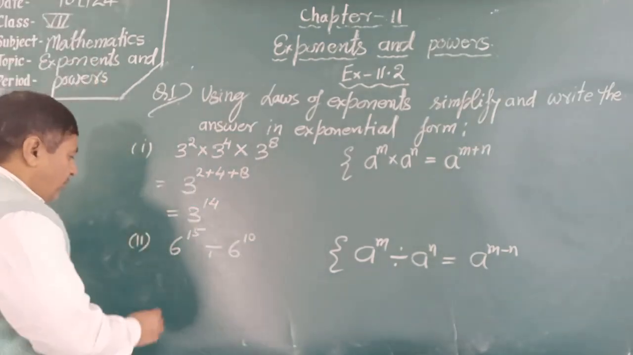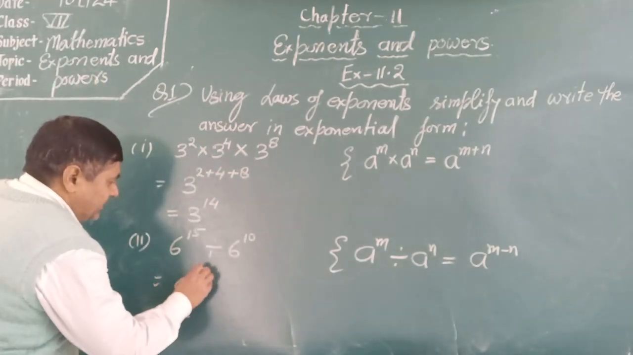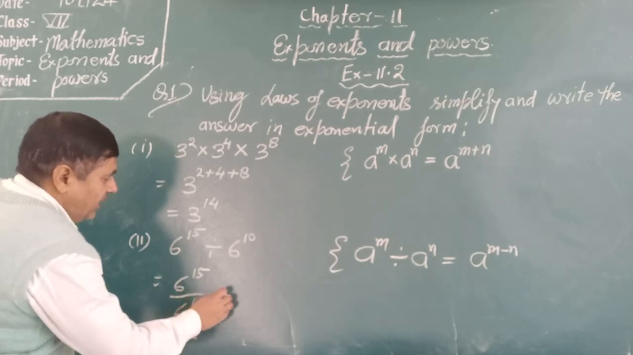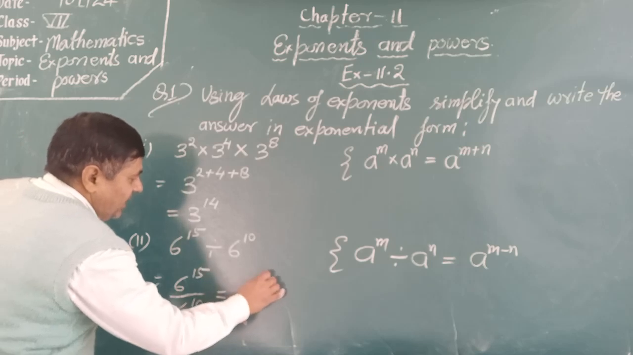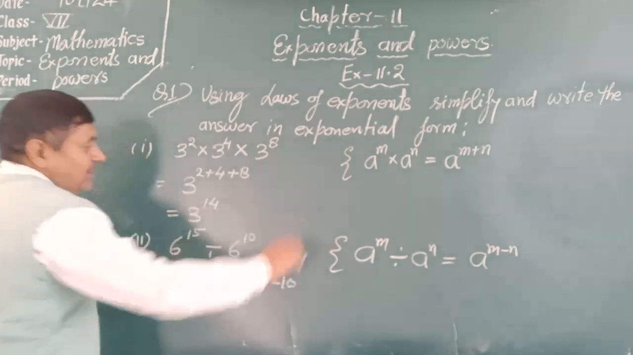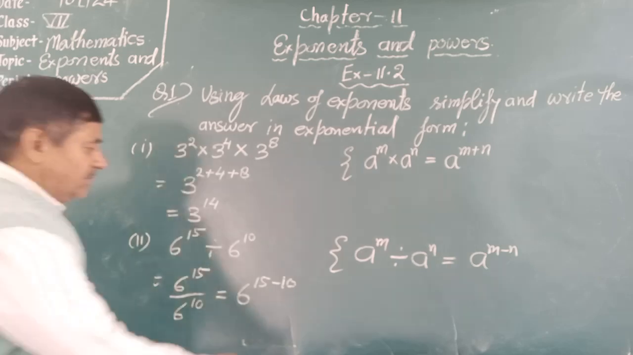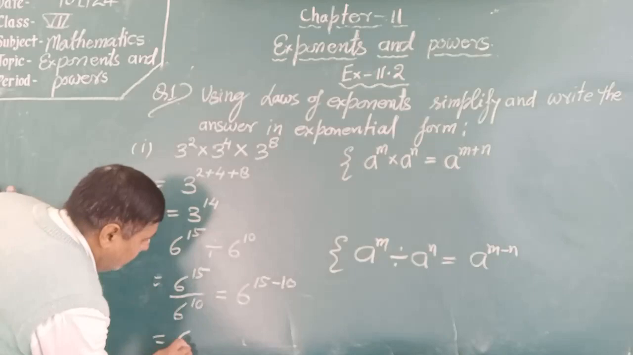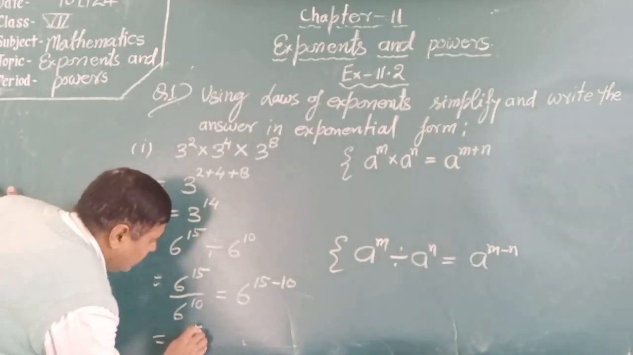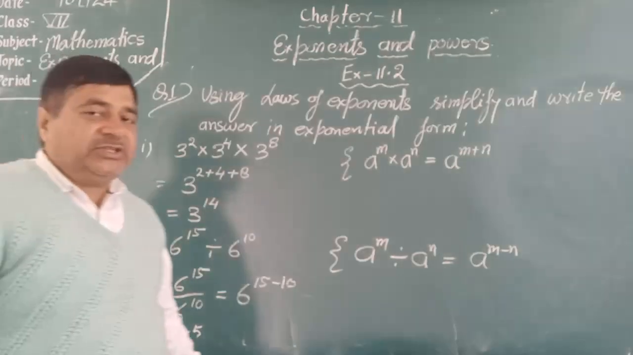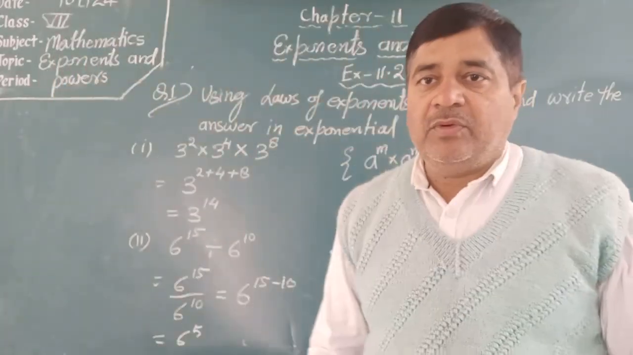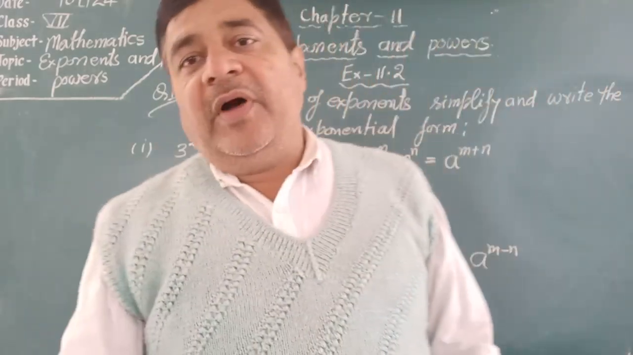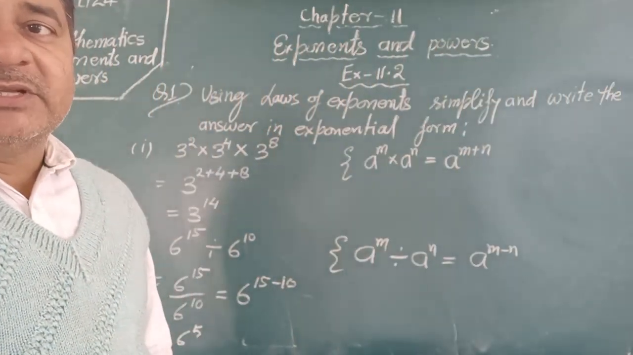Now what can you write here: 6 to the power 15 upon 6 to the power 10. That means 15 minus 10, so it becomes 6 to the power 15 minus 10, that means 6 to the power 5. Okay, so what is the answer here? 6 to the power 5. I think it is clear.